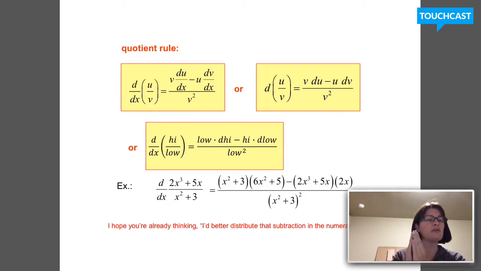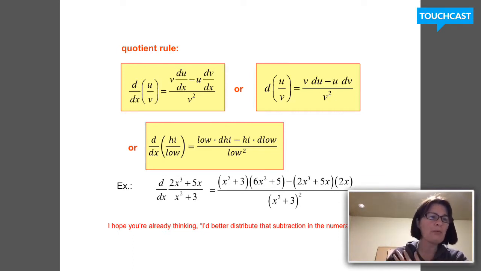So if the two functions are u and v, and you want to take the derivative of u divided by v, this is v times the derivative of u minus u times the derivative of v, all over v squared. So that v squared, that's the bottom function multiplied by itself with no derivatives involved at all.